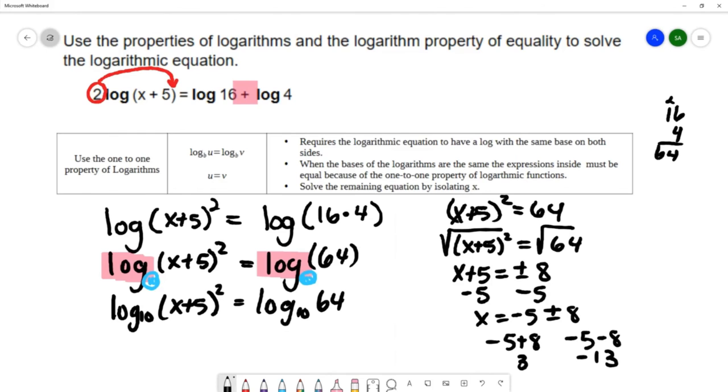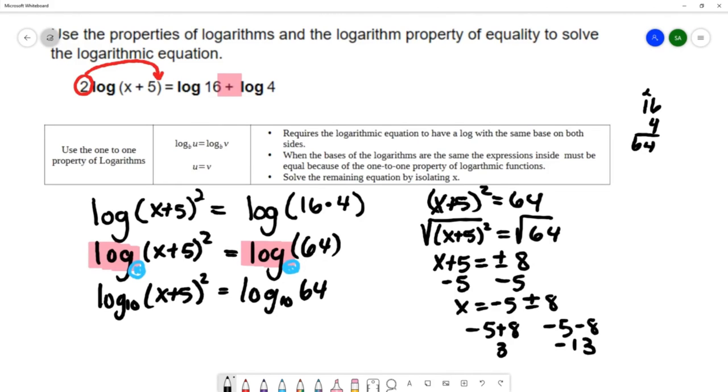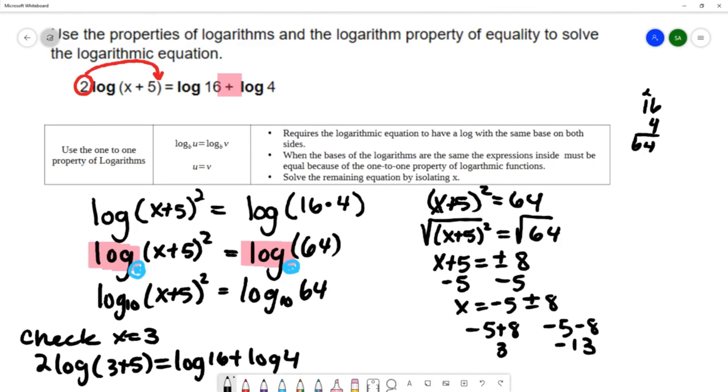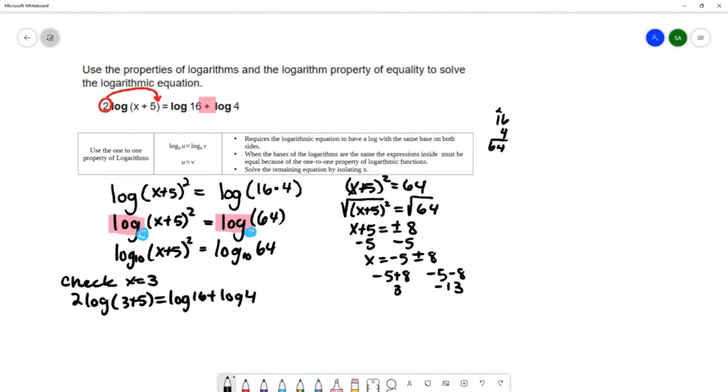Now with logarithmic equations, you need to check to make sure that your values are in the domain of the original function. So let me check x equals 3 in the original equation. That's 2 log of (3 plus 5) equals log of 16 plus log of 4. When we check, what we're checking for is to make sure that our value is in the domain of the log, and we can only take the log of positive values. So we're checking to see if this expression inside the log is positive, and 3 plus 5 is positive, and these other expressions inside the log are also positive. So we're going to keep the solution of 3.